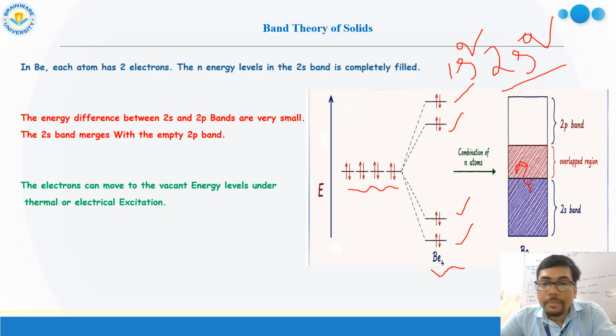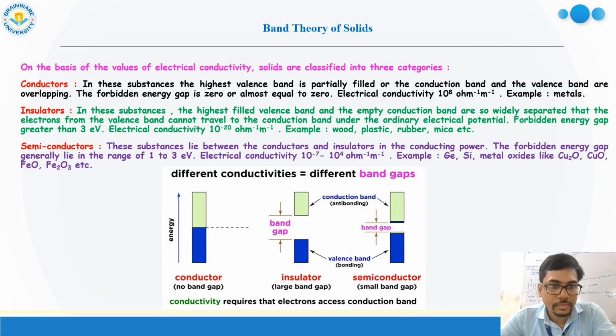So not only beryllium, other alkaline earth metals, or not only lithium, other alkali metals are also very much suitable for the conductivity of electricity. So now, on the basis of the value of electrical conductivity, that is how much current is conducted, the solids are classified into three categories.